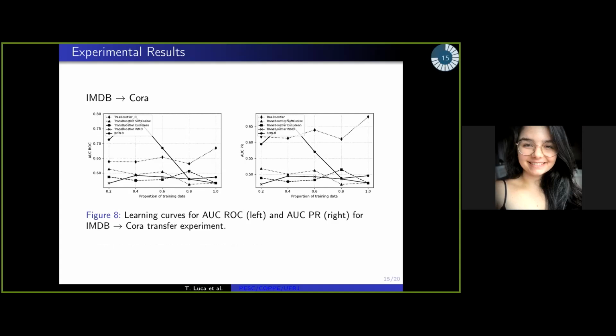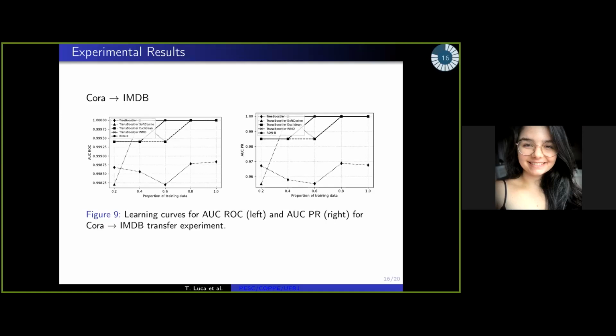So then the second experiment, we incrementally increase the amount of target data. So training data is shuffled and divided into 5 sequential parts. When transferring from IMDb to Cora, it underperforms both baselines. When transferring from Cora to IMDb, it outperforms TreeBoostter, and the results are competitive to learning from scratch.